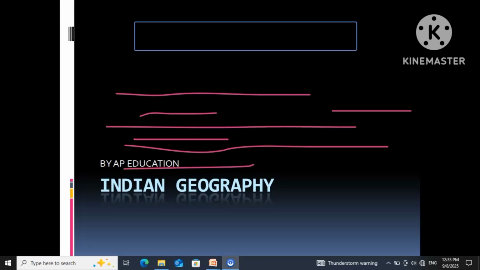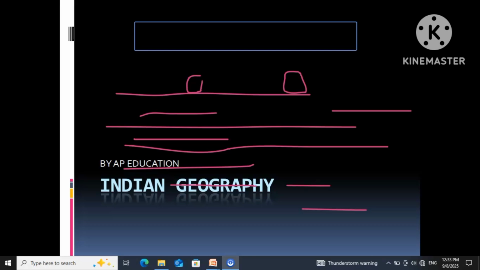So we already know that we have 28 states and 8 union territories. UT means union territories, remember. And we also know that Delhi is the administrative capital of India, and along with this, Chandigarh is the administrative capital of both Punjab and Haryana. So what is the administrative capital of both Punjab and Haryana? That is Chandigarh.